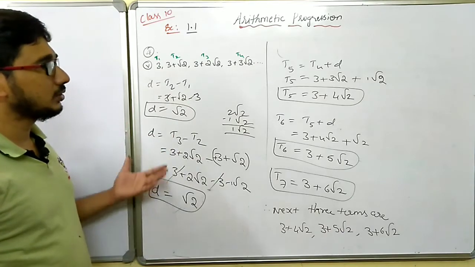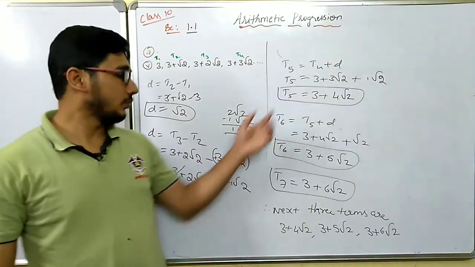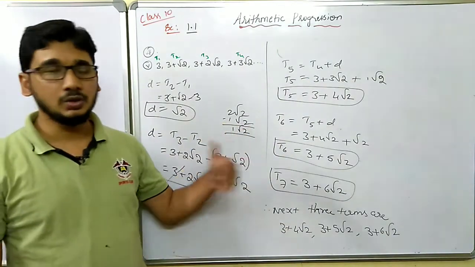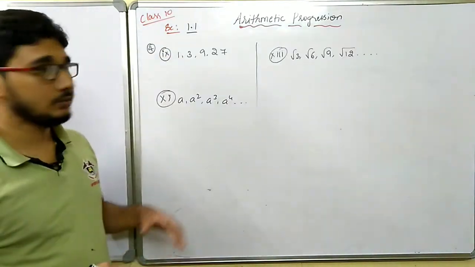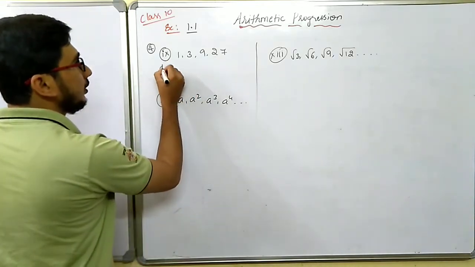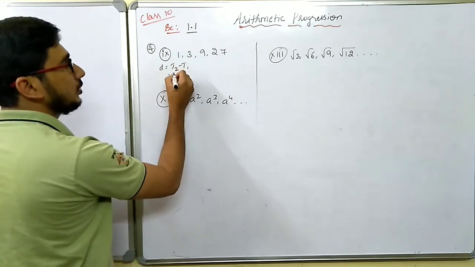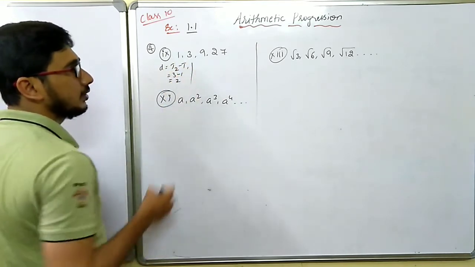Now I got to know that this is in AP. So the next 3 more terms I have to find out. Just for the last number, go on adding the difference, you will get the next 3 numbers. Okay, whether this is in AP or not, we have to check it out. So just see here, D is equal to T2 minus T1. How much? 3 minus 1, which is equal to 2 you are getting here.